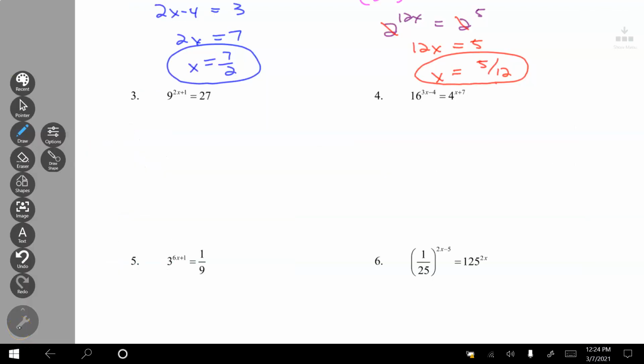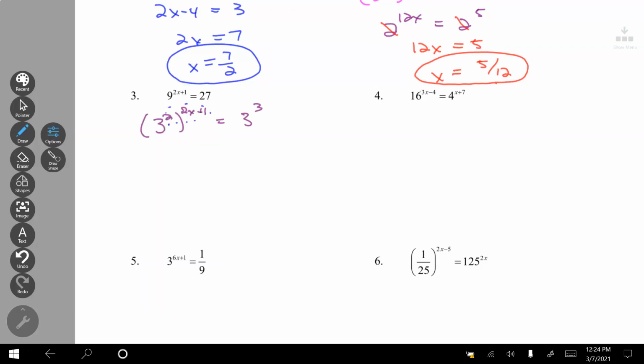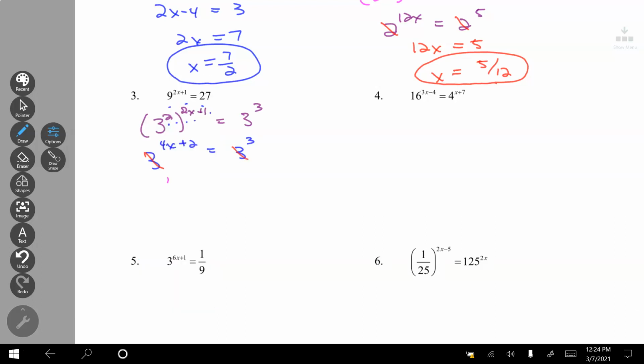For this next problem, a good base I think would be 3. So 3 squared is what 9 is, raised to the 2x plus 1, is equal to 3 to the 3rd. I'm going to multiply my exponents. 3 raised to the 4x plus 2 is equal to 3 to the third. Now I get my same base, which is what I'm trying to do, so I can cancel them out. 4x plus 2 is equal to 3. 4x is equal to 1. x is equal to 1/4. That is my solution.